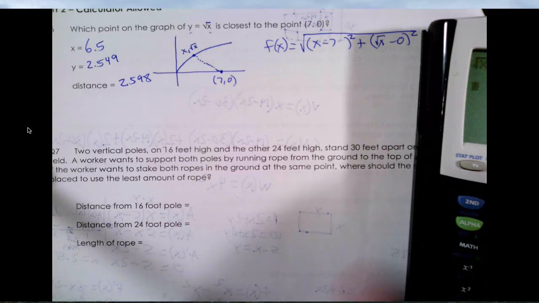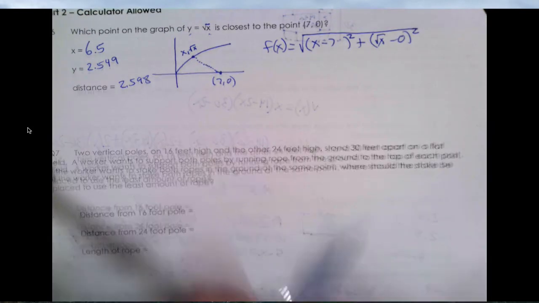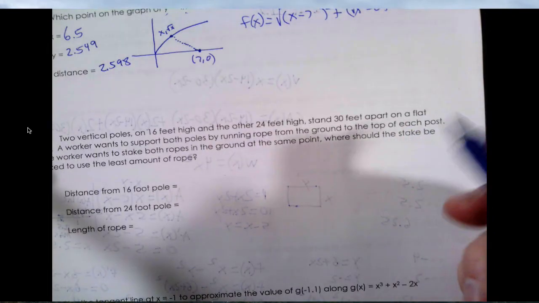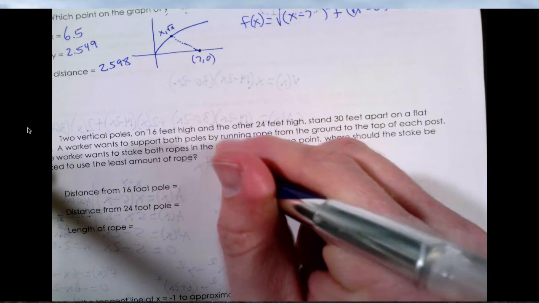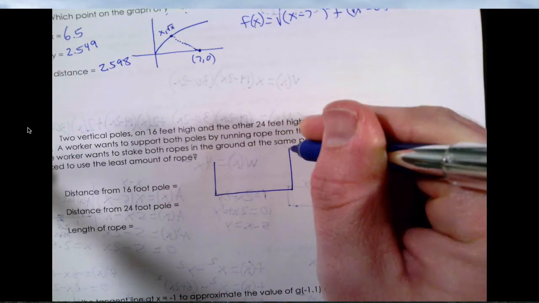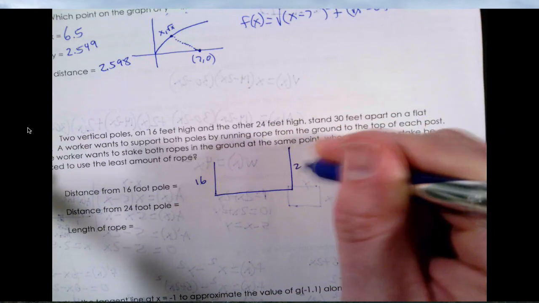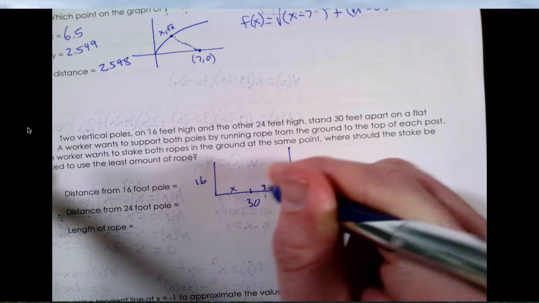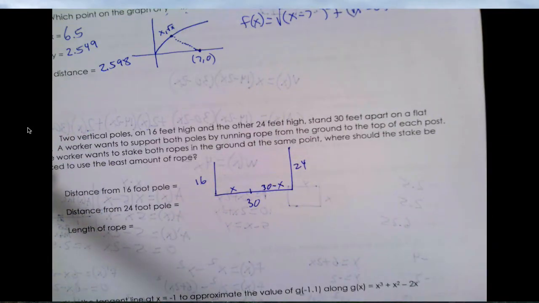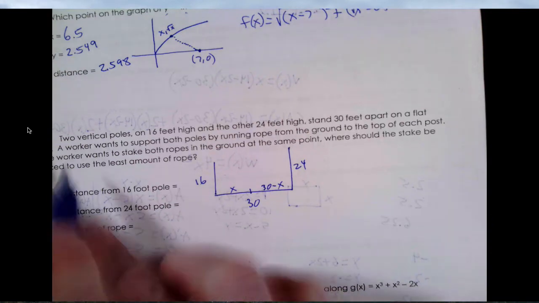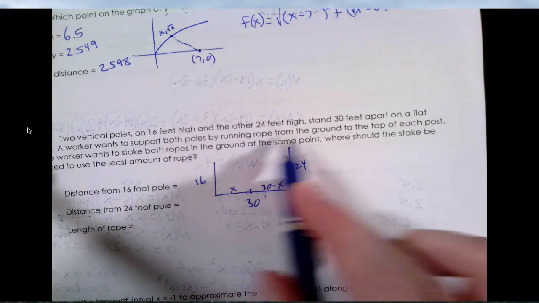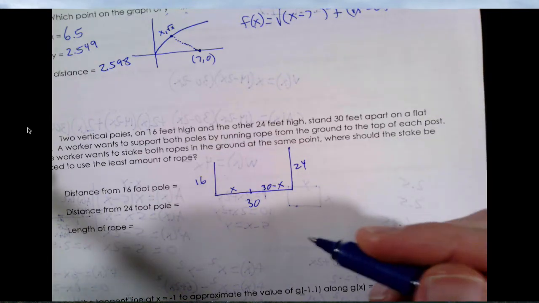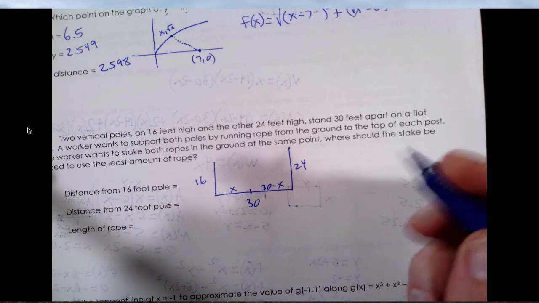All right, the next thing, two vertical poles, one 16 feet high and the other 24 feet high, stand 30 feet apart on a flat field. All right, so here we go. So we have a pole here, a pole there. This one is 16, this one is 24. They are 30 apart. There's a value here that is x from there, and that makes this distance 30 minus x. Okay, what we're going to do is a worker wants to support both poles by running a rope from the ground to the top of each post. If the worker wants to stake both ropes in the ground at the same point, where should the stake be placed to use the least amount of rope?